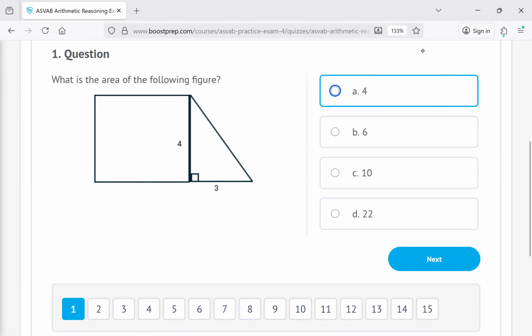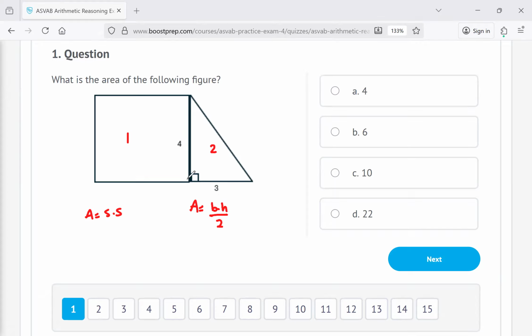Question 1 says, what is the area of the following figure? It looks like we have two shapes, a square and a triangle, right? So what is the area of a square? It is side times side, or side squared. And then what is the area of a triangle? Base times height over 2.